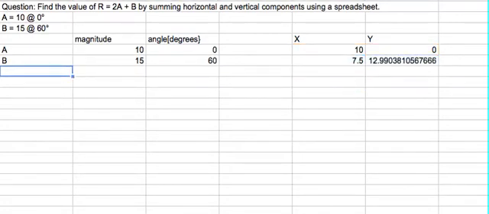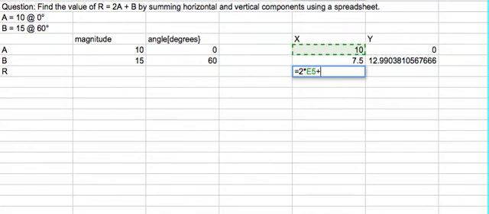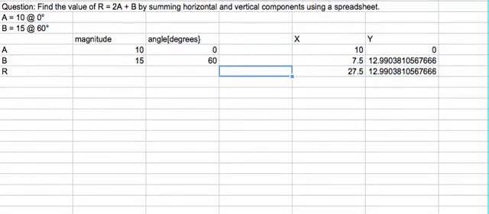Now here what I want to do is have my R in the A7 row, and basically I'm going to equal 2 times A, which is there, plus B, which is there. So that is my x direction. Again, I can Control C, Control V, which will copy and paste it. Now I have my x and y direction of my R.